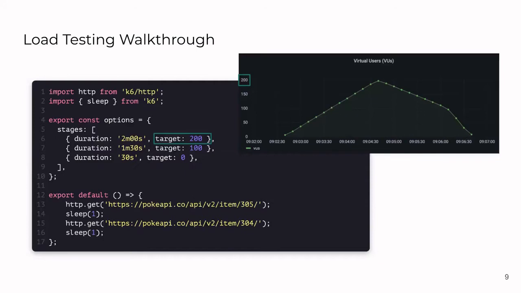As you can see on the right side of this slide, this particular test is designed to ramp from 0 to 200 virtual users over the course of the first 2 minutes, then gradually decreases the VU number to 100 over the next minute and a half, and finally decreases the virtual user count to 0 over the last 30 seconds of the load test.